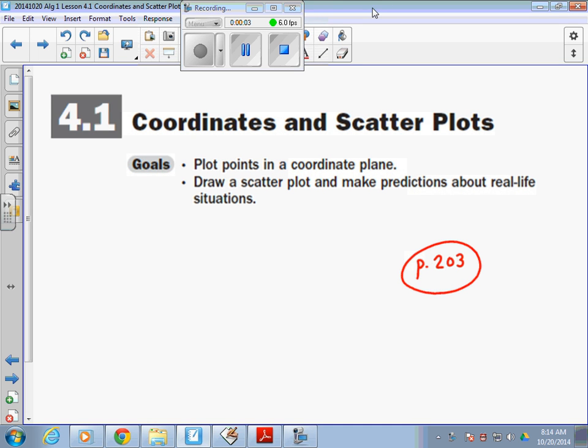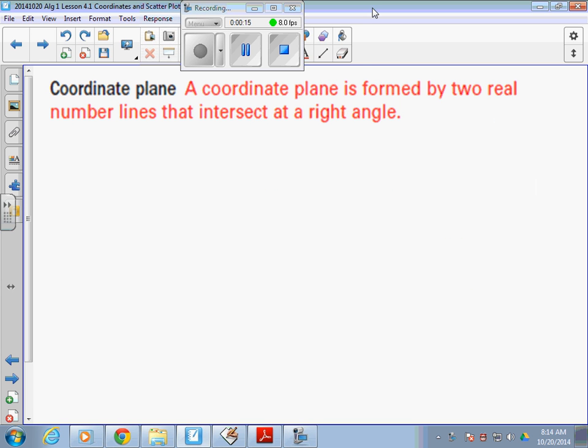Algebra 1, Lesson 4.1, Coordinates and Scatter Plots. We're plotting points in the coordinate plane beginning on page 203, and then we're drawing scatter plots representing real-life situations. Handful of definitions to start.